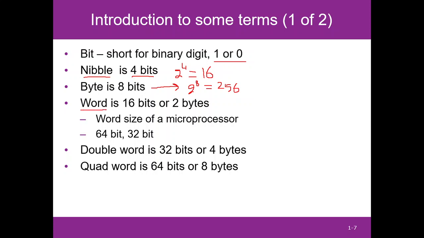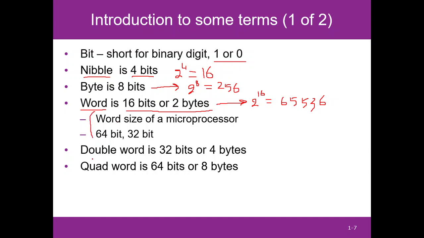introduce another term, a word. A word is basically 16 bits or 2 bytes. So it certainly can store even more information. It can store 2^16 or 65,536 different values. So this is what a word can store. These many values can be stored in a word.